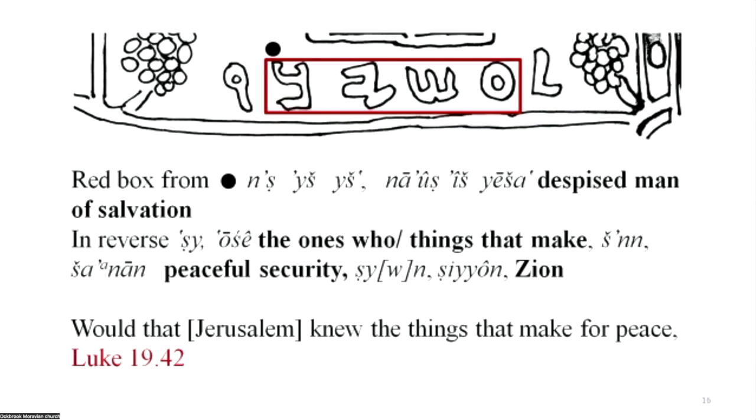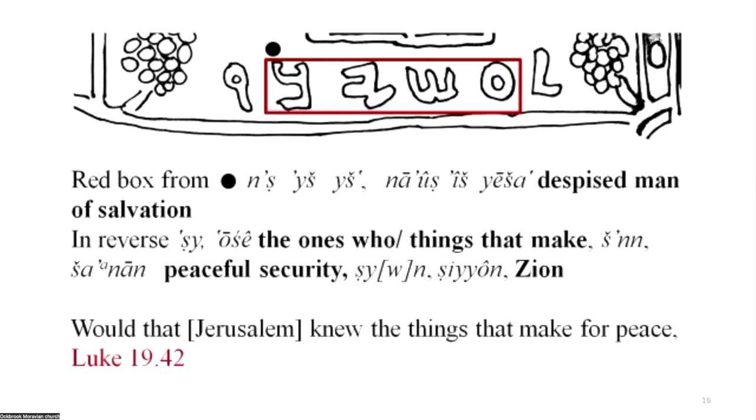Now, the red box from reading from the left says the despised man of salvation. Well, that again is straight out of Isaiah 53, despised and rejected, a man of sorrows. So we've got those words there. In reverse, you read it back from the other end, and again, you're reading overlapping words. It can be the ones who or the things that.